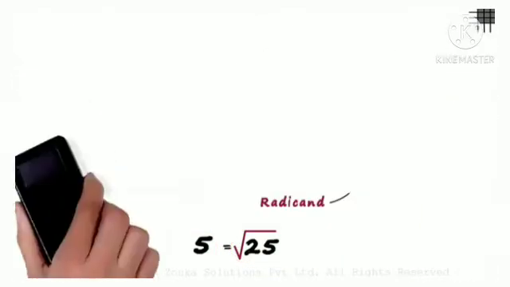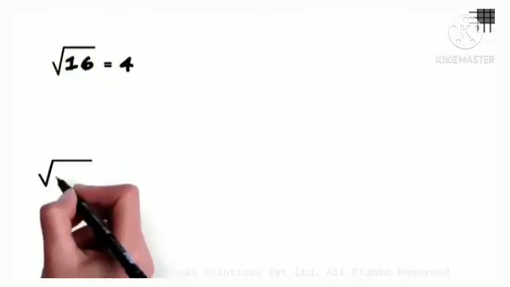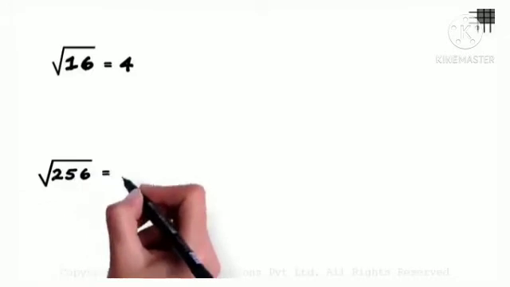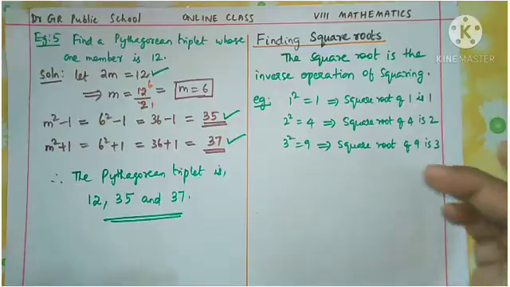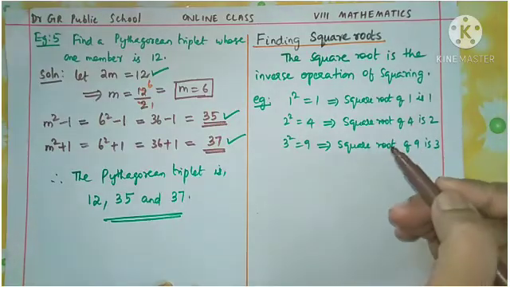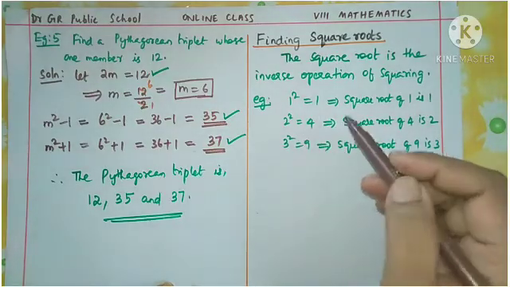Now let's look at something really interesting about the square roots. What's the square root of 16? Yes, it's 4. This means that if we square 4, we will get what is under this radical. Similarly, the square root of 256 is 16. If we square this, we will get this. So the next section of your lesson is square roots.